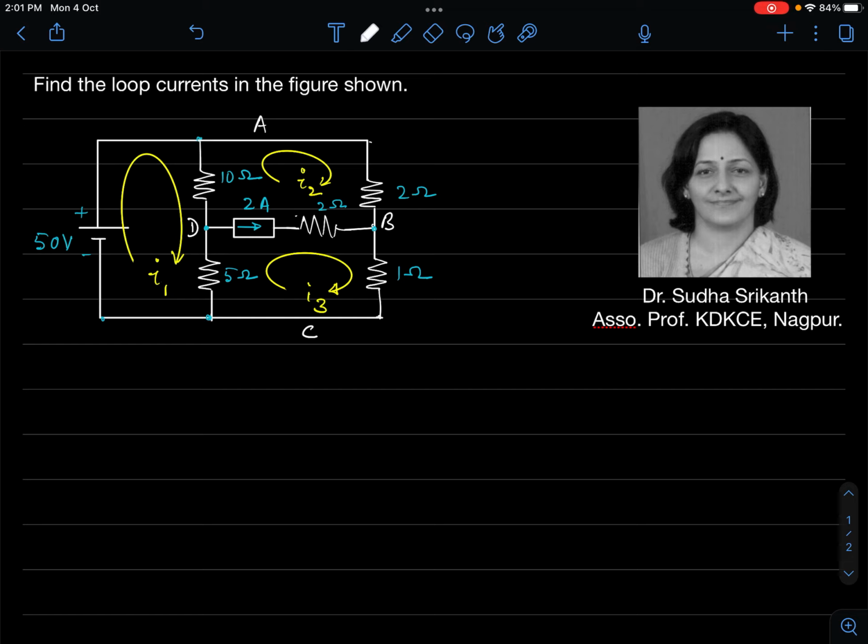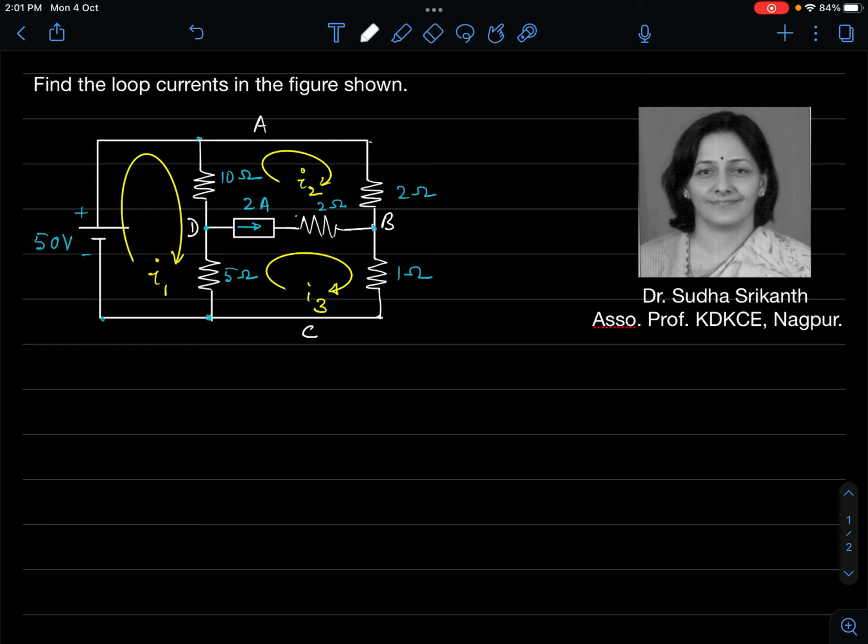I have made a few videos on the mesh current analysis method. Problems number 1 to 4 are elementary problems, so you can have a look at them. However, I have taken up this problem, which is slightly tricky. There is no complexity about it, but we may have to be a little careful while writing the mesh equations or loop equations in this network. Having said that, we will go ahead with the problem.